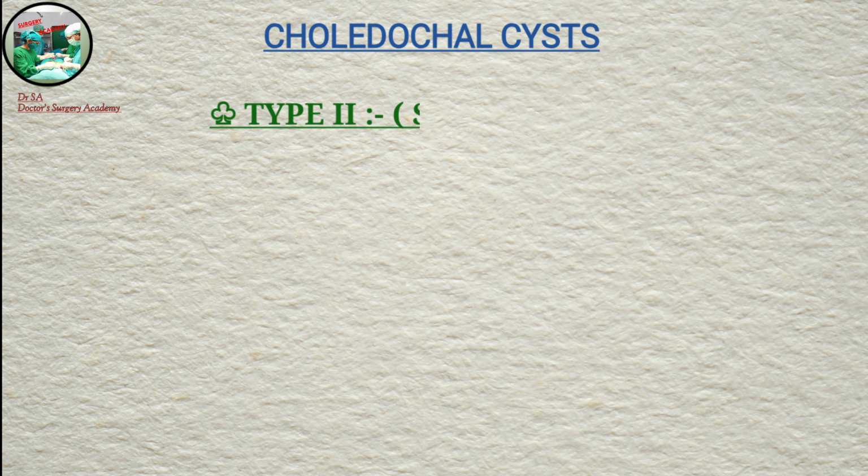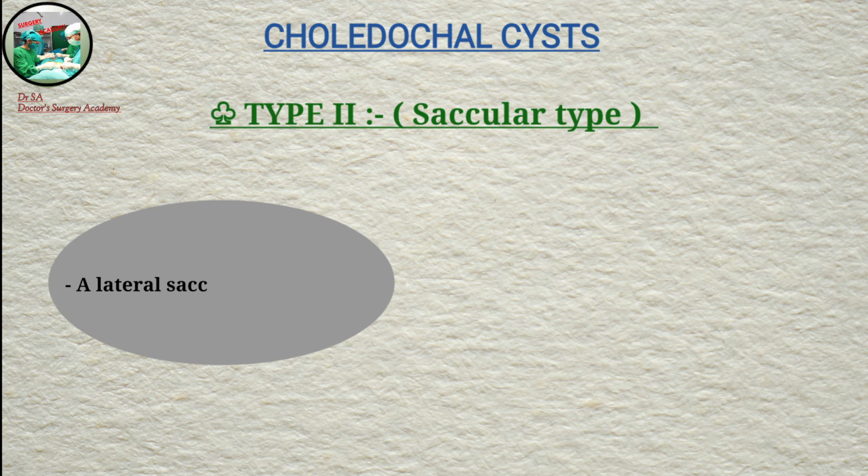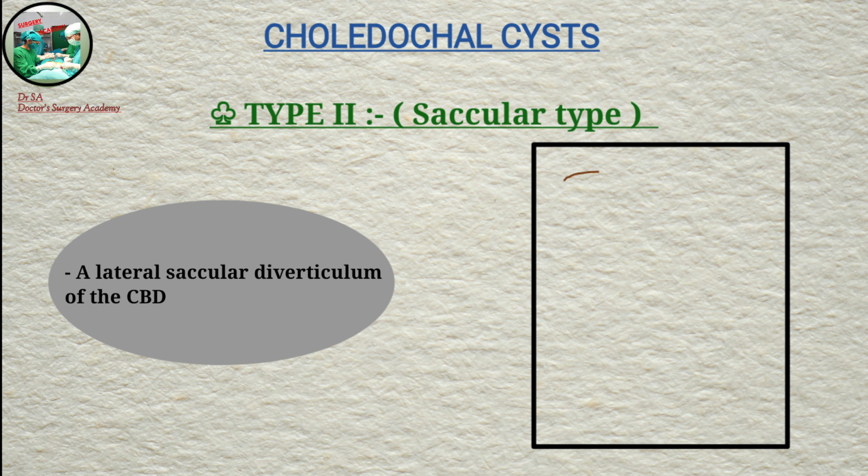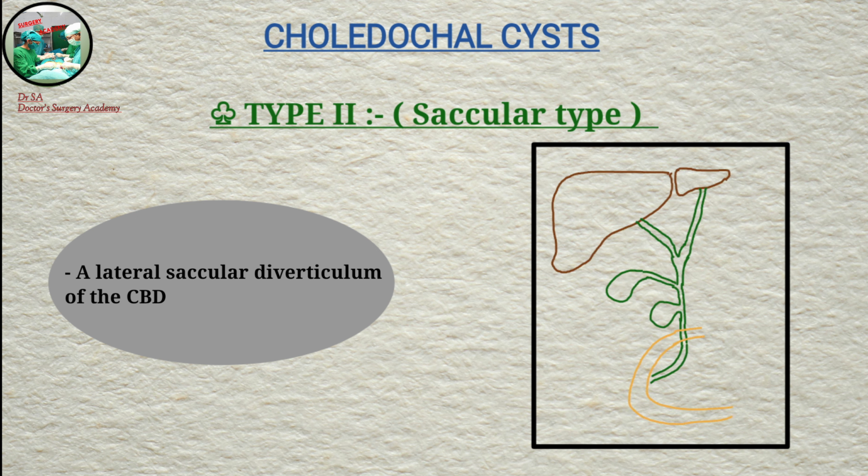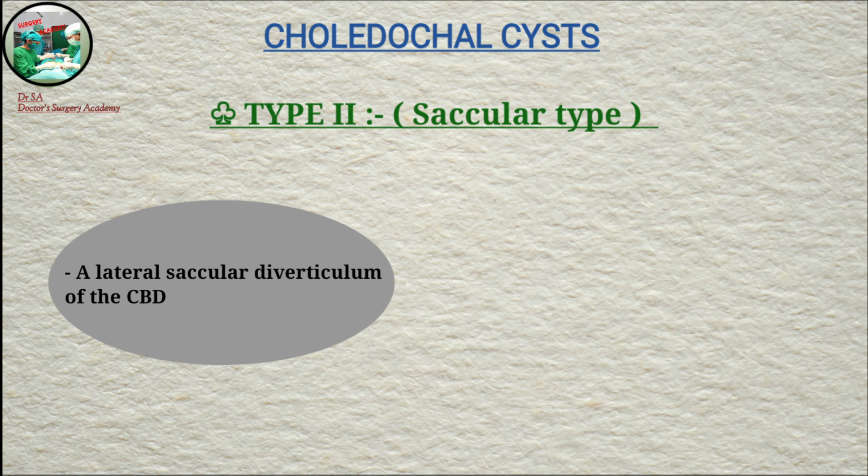Next we have type 2, also known as the saccular type. It is characterized by a lateral saccular diverticulum arising from the common bile duct. As you can see in the diagram, there is a sac-like outpouching from the side of the CBD. This is the typical appearance of type 2 choledochal cyst.